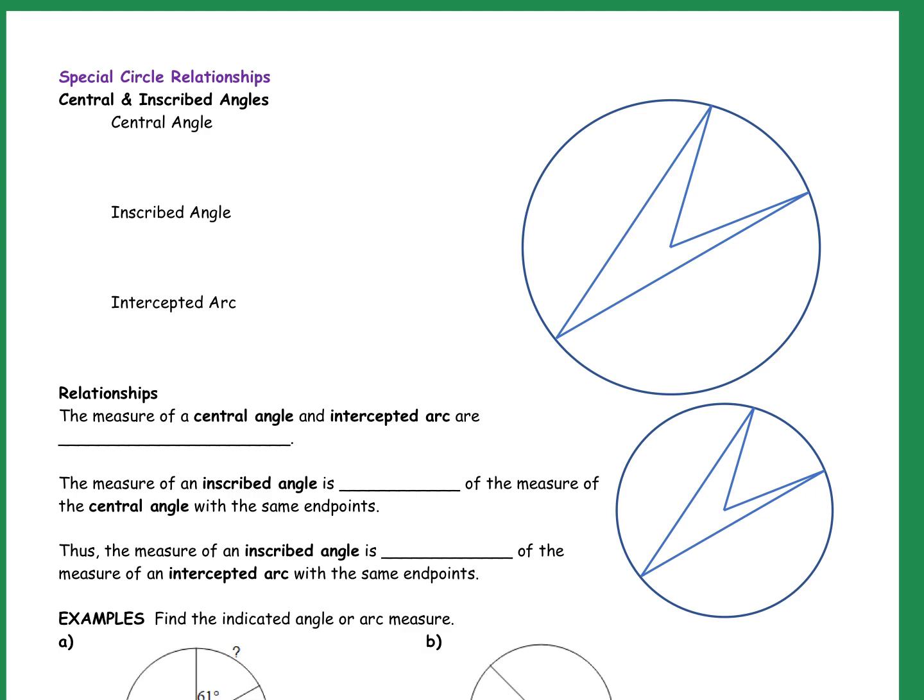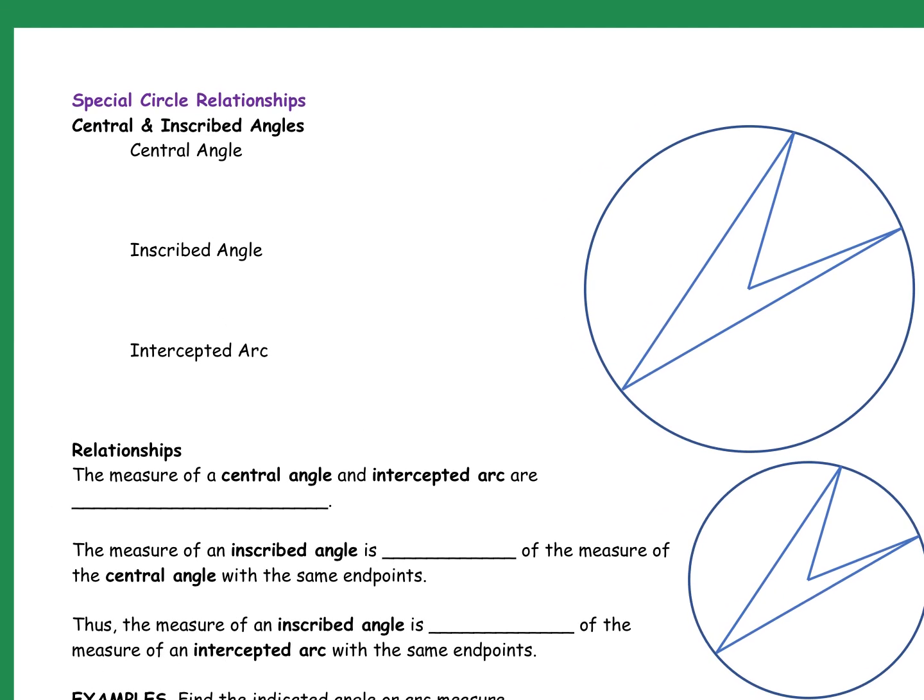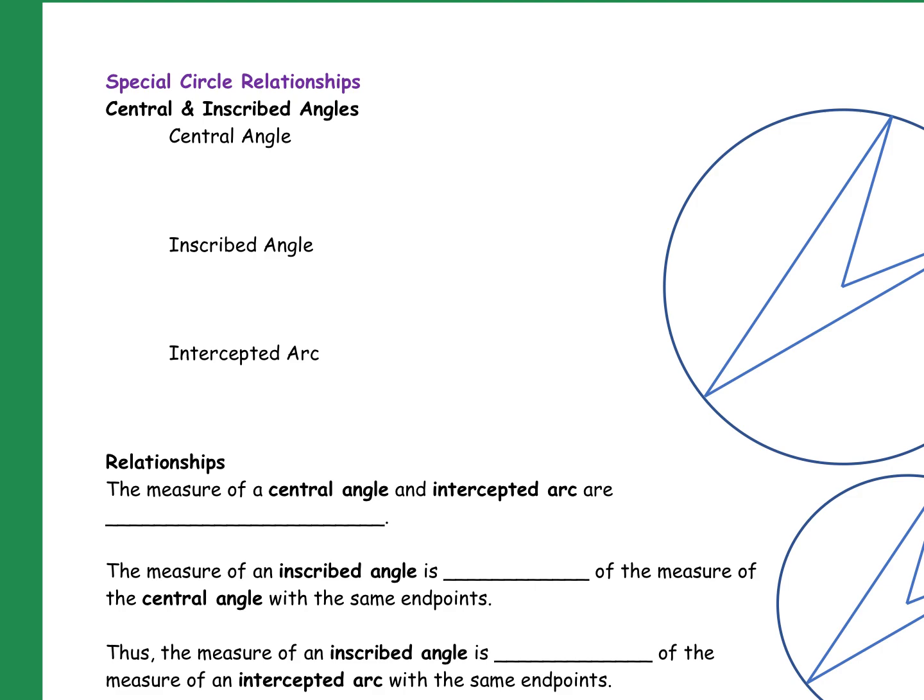Okay, so we have a few more vocabulary words we're going to talk about. We're talking about special circle relationships today. The first one is central and inscribed angles. So those are the things we're dealing with today, and we are going to define those, of course.